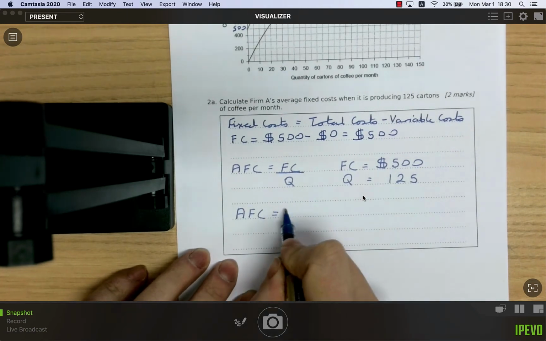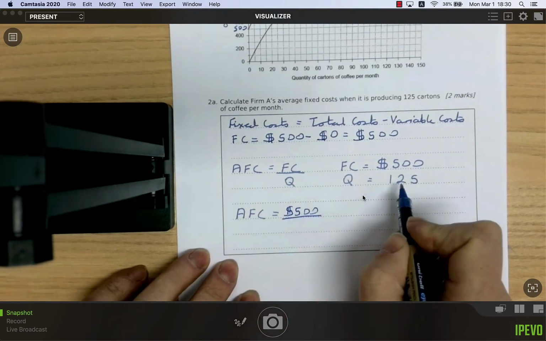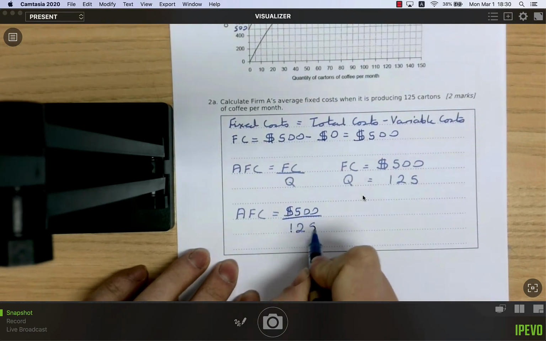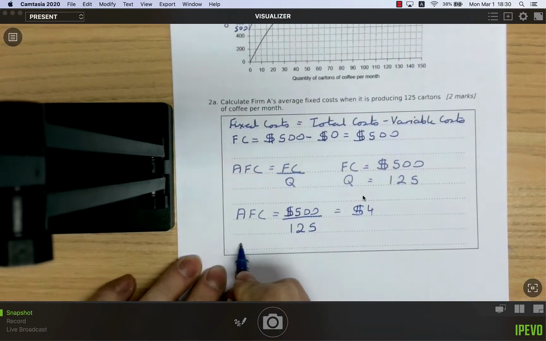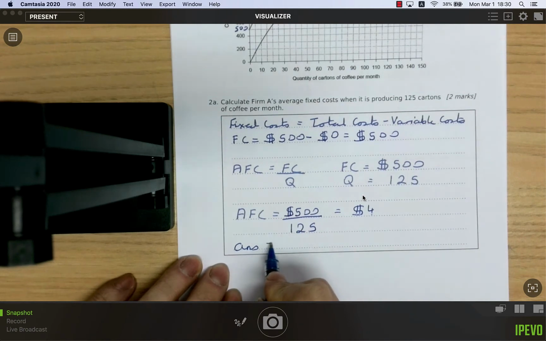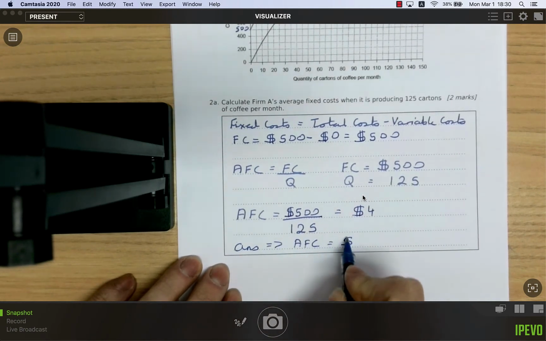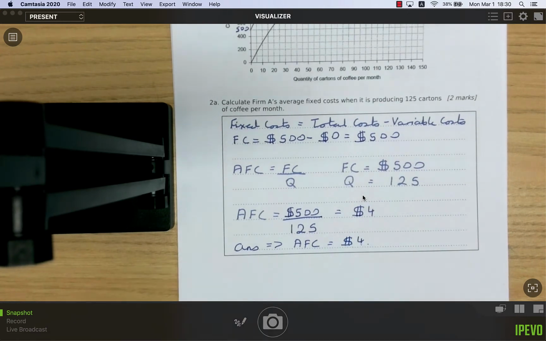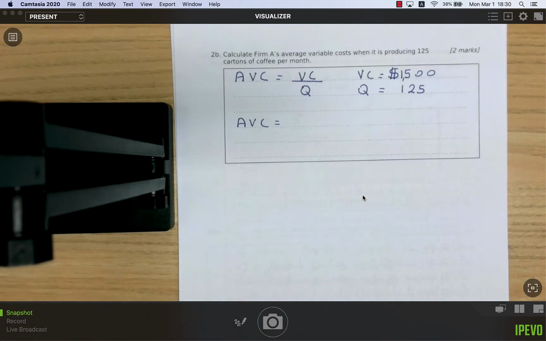So what we've got here now is 500 over quantity, which is 125, and I just worked that out as $4. Okay, so I'm just going to write down here answer. Average fixed cost equals $4. Now all you needed was just the answer, but I'm trying to make this stuff as obvious as possible. I hope all of that helps.